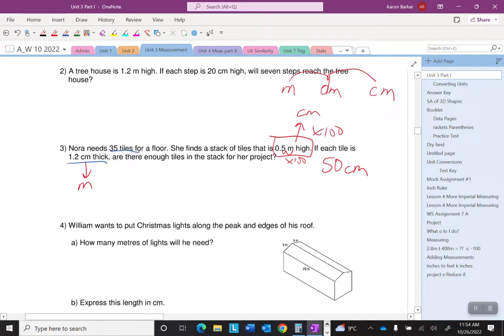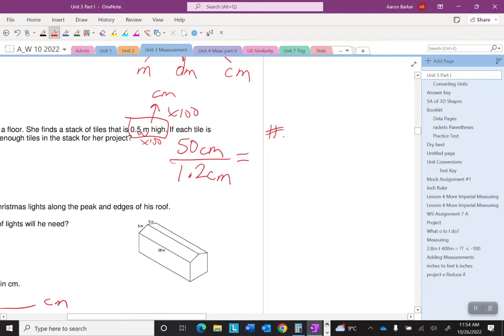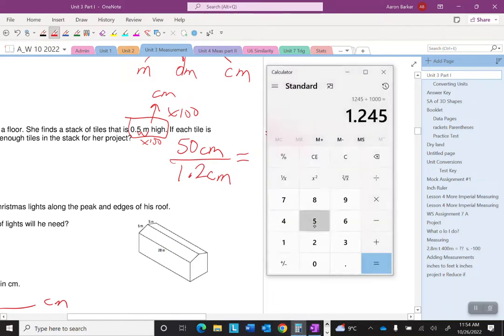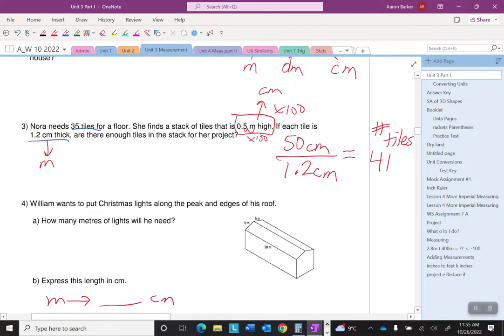Now you have 2 different things you could do. You could divide this by 1.2 centimeters to see how many tiles are in the pile. This will tell you the number of tiles, and you'll need at least 35. So if you did that, 50 divided by 1.2, 41.6. So how many tiles are there? 41 tiles. 41.6, 41 tiles for sure. Now that's one method.